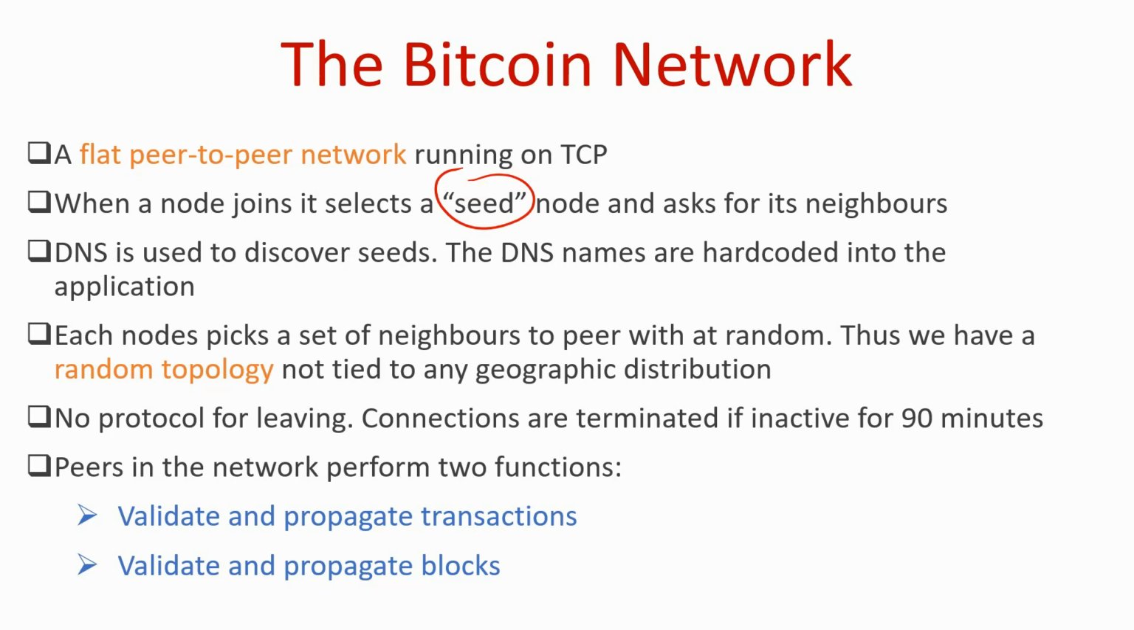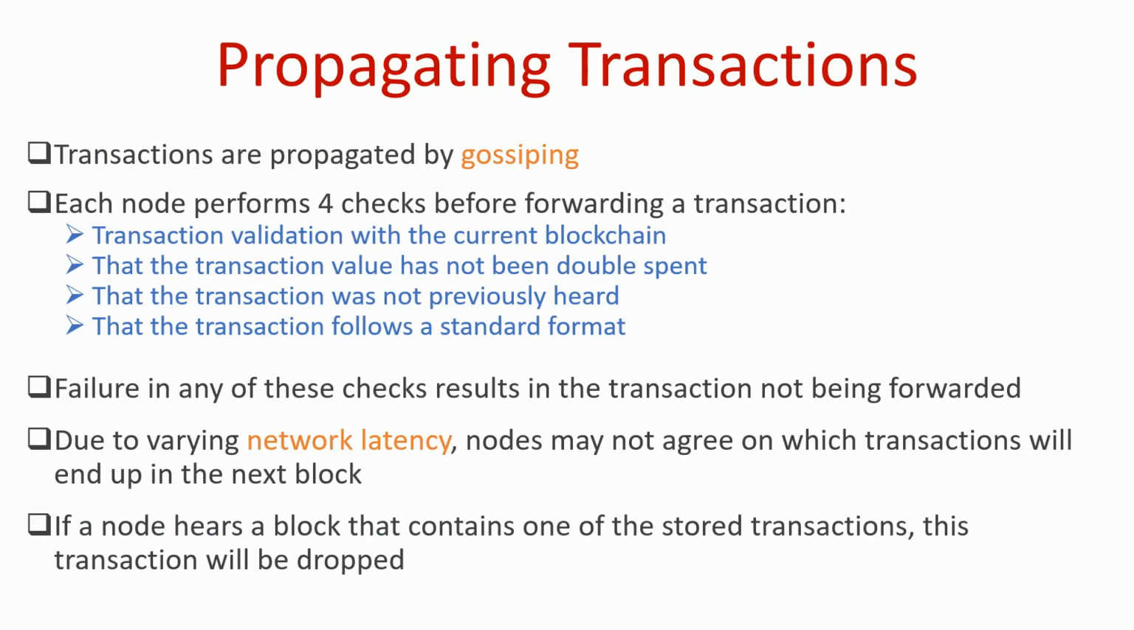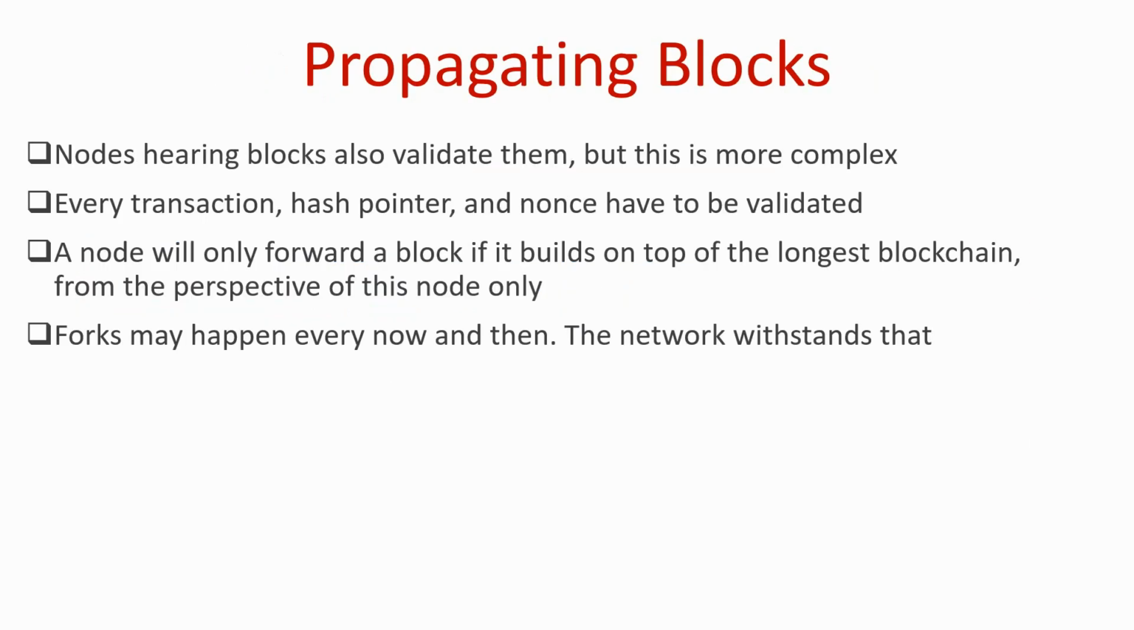Now, the peers in the network perform these two functions. They validate and propagate transactions, and they validate and propagate blocks. Validating transactions consists of these four things. They have to validate the transaction with the current blockchain. This ensures that there is no double spend attack. They validate that they didn't hear this transaction before, otherwise they will have to ignore it. And they validate the digital signature in the transaction as well, and then they can propagate this transaction to the next node. Now, we know that due to network latency, not everyone receives the transaction right away.